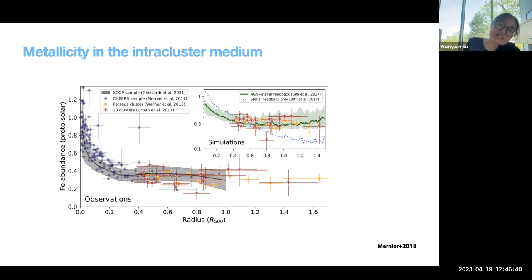As to the cluster centers, it has been believed that it has something to do with the BCG, some later enrichment. But to truly find out what's going on in the enrichment process, we should look at the abundance, not just iron. We need to look at the abundance pattern.